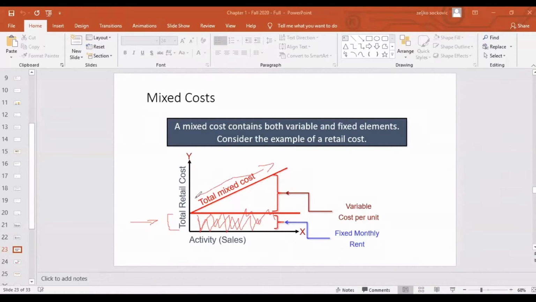But then if you sell stuff, then your commission will go up, depending on how much you sell. The cost to the employer will go up, this variable portion will go up. And of course, they're happy with this because you're selling stuff. But the bottom line, the total cost here will consist of this variable portion, let's say this commission, plus the fixed portion of your, let's say, monthly salary. Right?